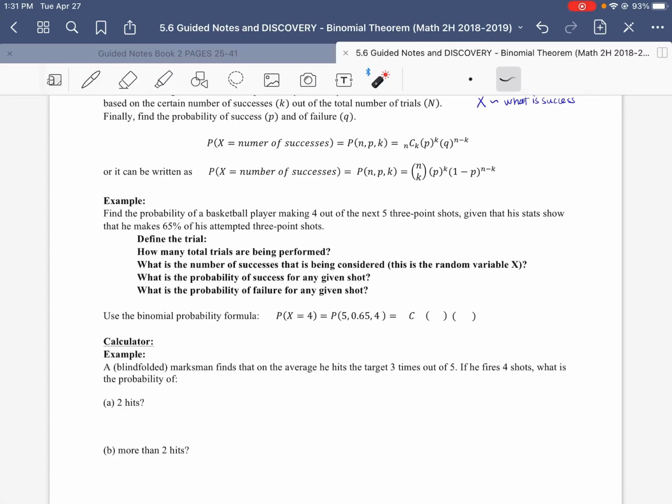Again, let's make sense of this. Notice there are a fixed number of trials. There are 5, right? He's only shooting 5. How many successes are we looking for? Well, first of all, let's define success.